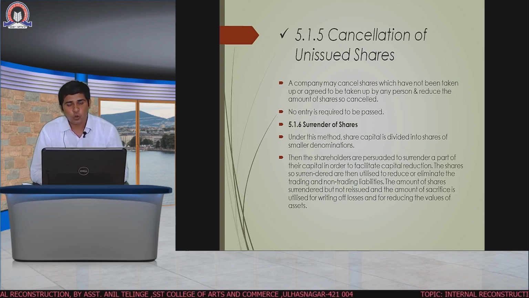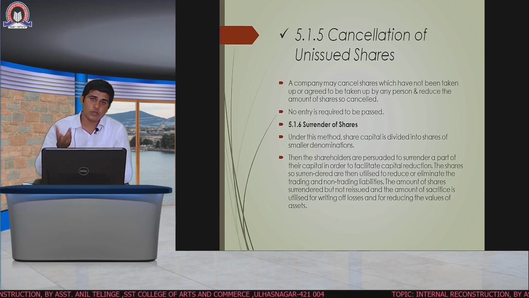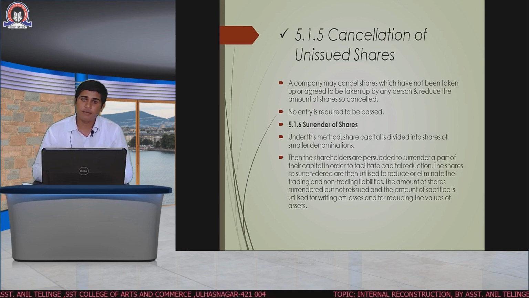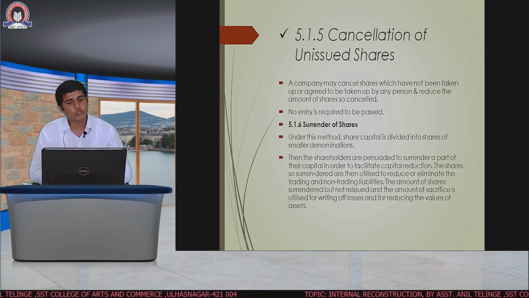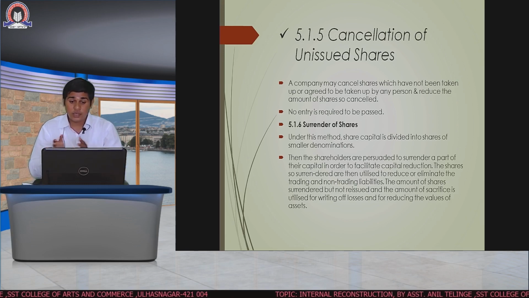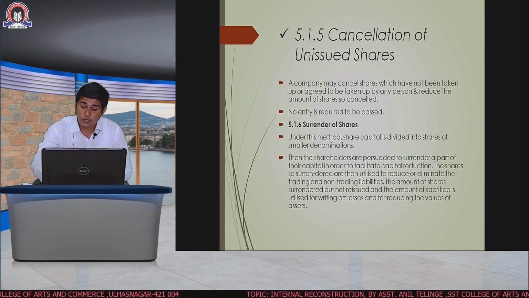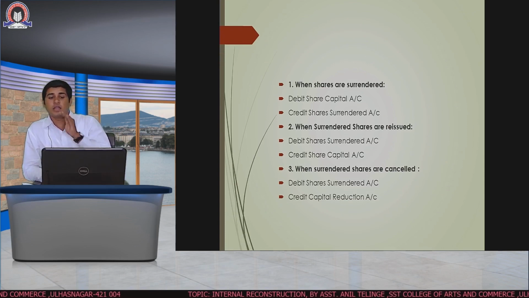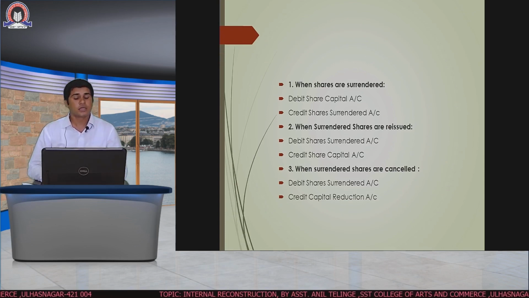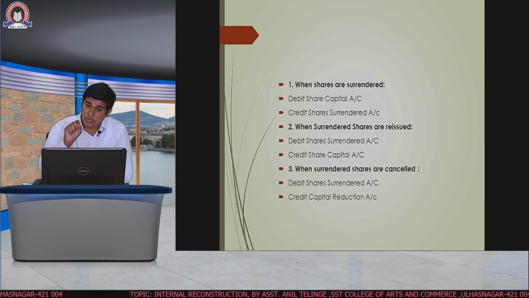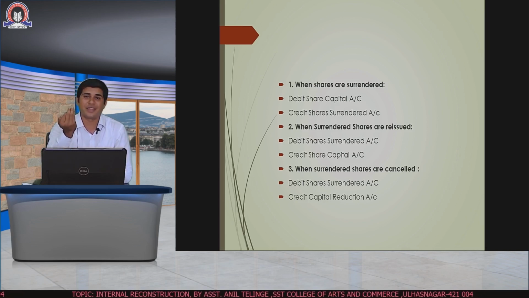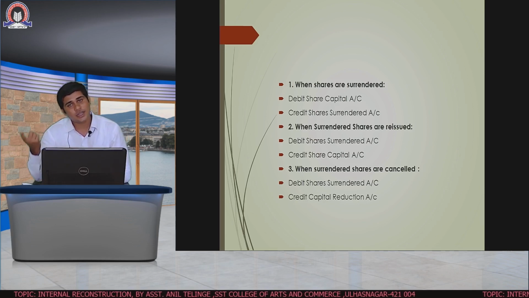So many students know the concept of surrender when shareholders are unable to make the payment of unpaid call. That time the shareholder may choose the option of surrender of share. So under the surrender of shares, which entry to be passed for alteration of share capital, I already mentioned in three sub points. When shares are surrendered, what is decline? Share capital decline. So entry becomes share capital account debit to share surrender account.